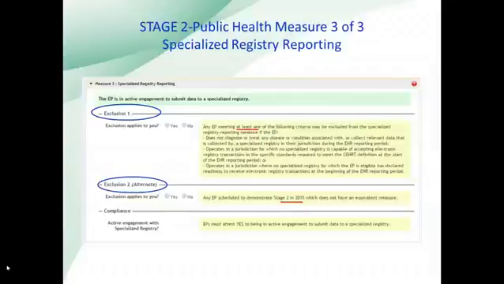Measure 3 of 3, specialized registry reporting. The EP is in active engagement to submit data to a specialized registry. There are 2 exclusion opportunities. The first one: if you meet at least one of the 3 following criteria, you can take the exclusion by checking yes. An alternative exclusion is available if you were to be in Stage 2 in 2015 and there was not an equivalent measure.